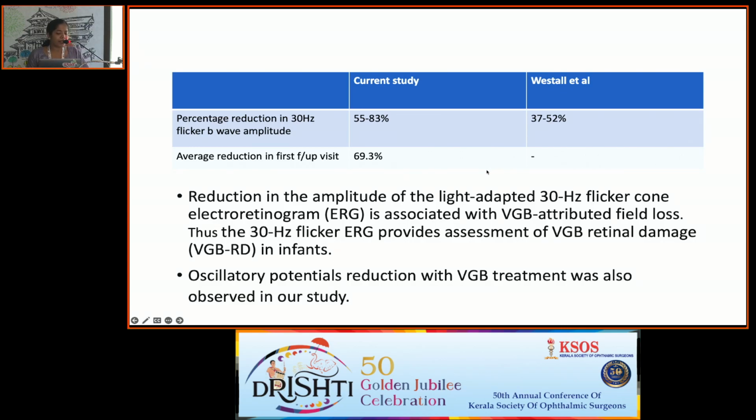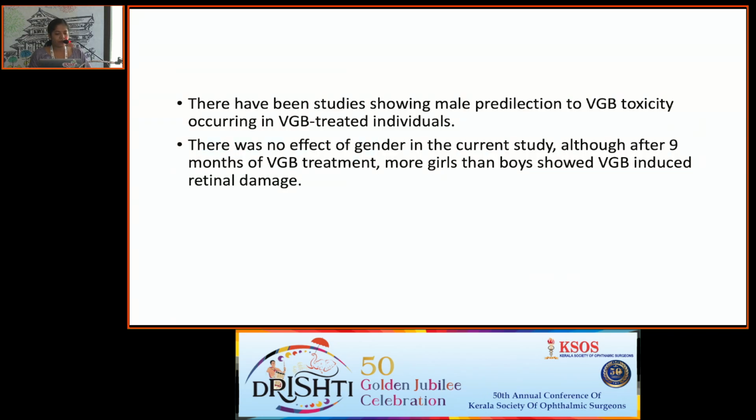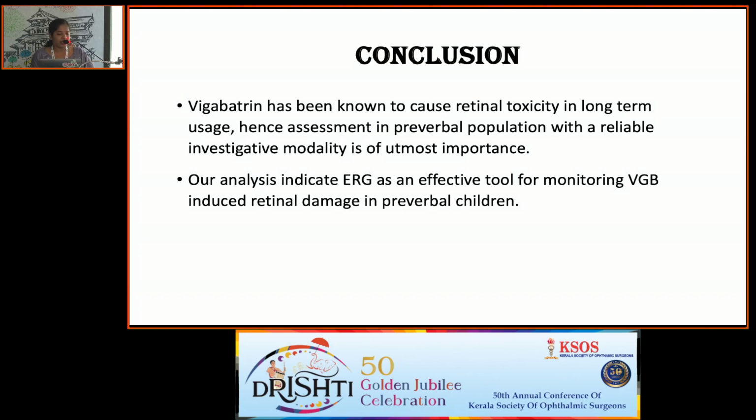The reduction in the amplitude of the light adapted 30 Hz flicker cone ERG is associated with vigabatrin-attributed field loss. So the 30 Hz flicker ERG actually provides an assessment of vigabatrin retinal damage in infants. The oscillatory potential reduction with vigabatrin treatment was also observed in our study. There have been studies which showed male predilection, but this was not seen in our study.